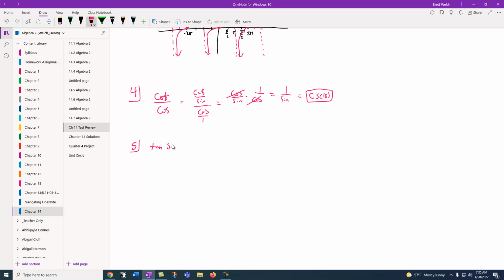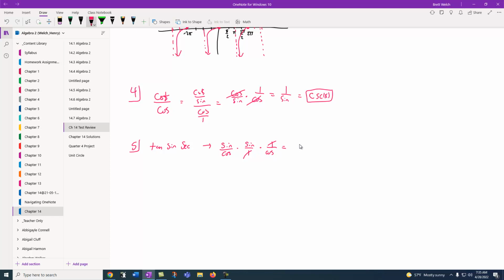We have tangent times sine times secant. Again, I'm going to turn everything into sines and cosines. Tangent is defined as sine over cosine. Sine is fine. I like that one just fine. I'll put it over 1 just so I see the fraction structure everywhere. And then secant is 1 over cosine.